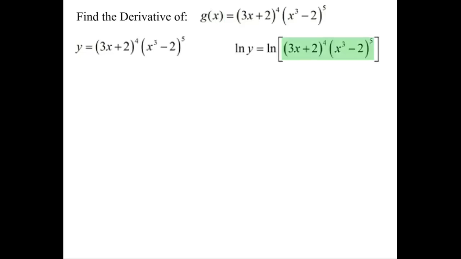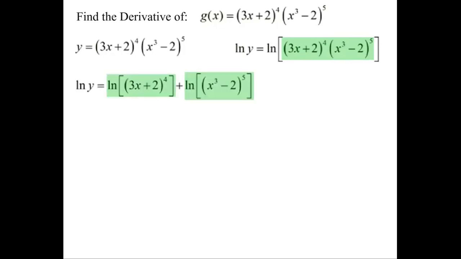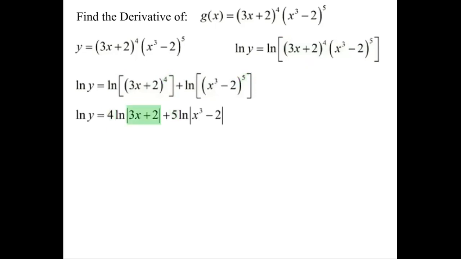So here we have a product of two different functions. So we apply the product to sum rule to rewrite the expression as follows. In addition, we can bring down the exponents in each term. Now here, the function 3x plus 2 attains negative values at given x values. In order to take the natural logarithm, we need to take the absolute value of this function. Likewise, the function x cubed minus 2 also attains negative values.